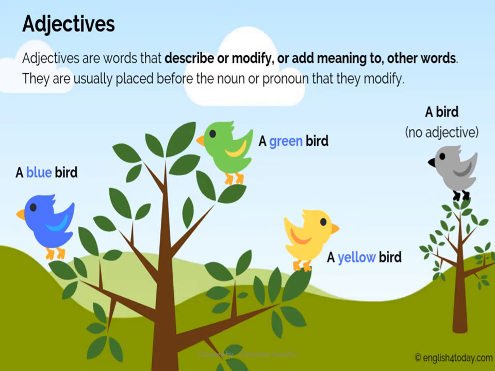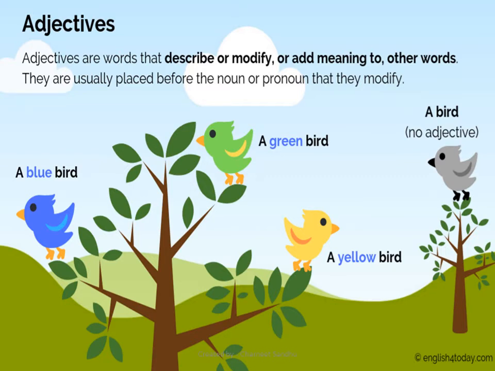Let us look at these examples on the screen. A blue bird. The word blue here gives you additional information about the noun bird. What kind of bird? A blue bird. So the word blue is an adjective.